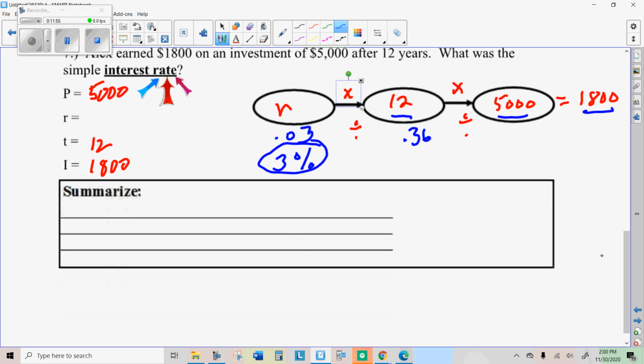All right, so on a lot of these, since in the formula you're multiplying, when you're trying to find one of the missing numbers that's not the normal answer, you just divide by the other parts. That would be a good way to summarize this.